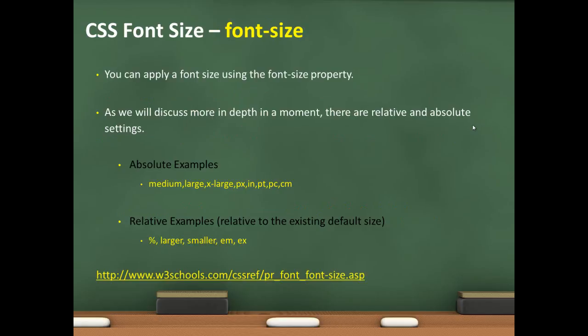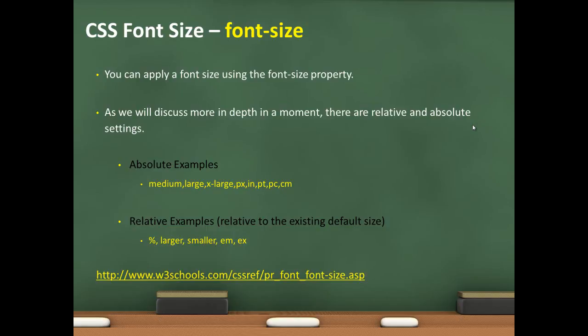What we're going to find out, and I'm going to talk about this in a couple of minutes, is there's different types of settings. We can have what's called an absolute example or a relative example. An absolute example of a font size says this is exactly what I want the font to do. I want it to be a specific medium font, which is a font built into the browser, or specifically a large or extra large, or I want my font to be this many pixels or inches or points or picas or centimeters, and that's a specific size, and it doesn't matter which one you pick.